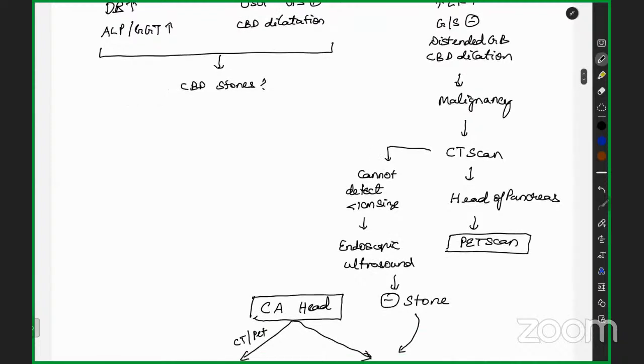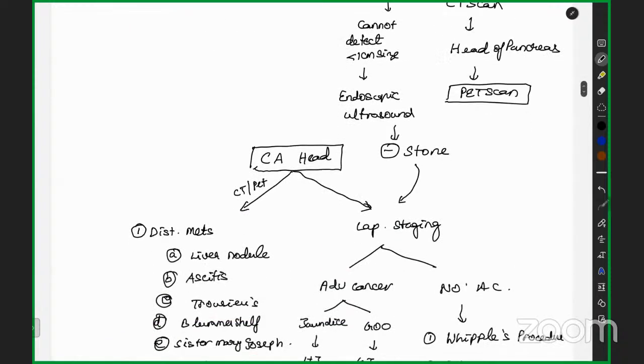If it is going to be less than 1 centimeter in size, I'm going to perform an endoscopic ultrasound. In endoscopic ultrasound also, if I'm not finding any gallstone, then I'm going to go for laparoscopic staging. Similarly, for CA head of pancreas, I'm going to check with a CT and PET scan.